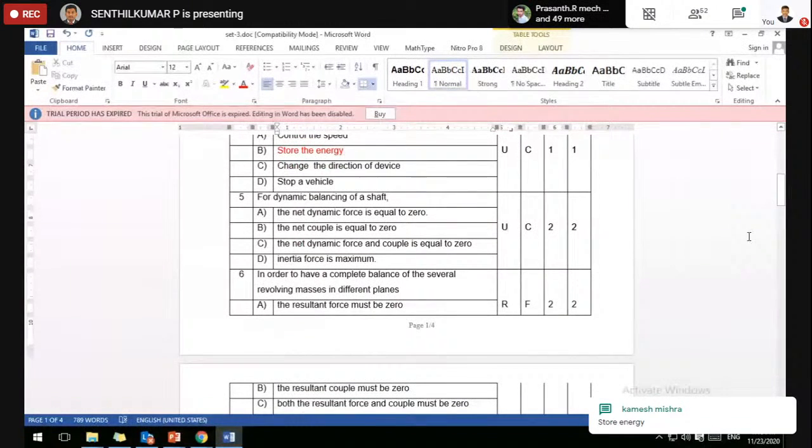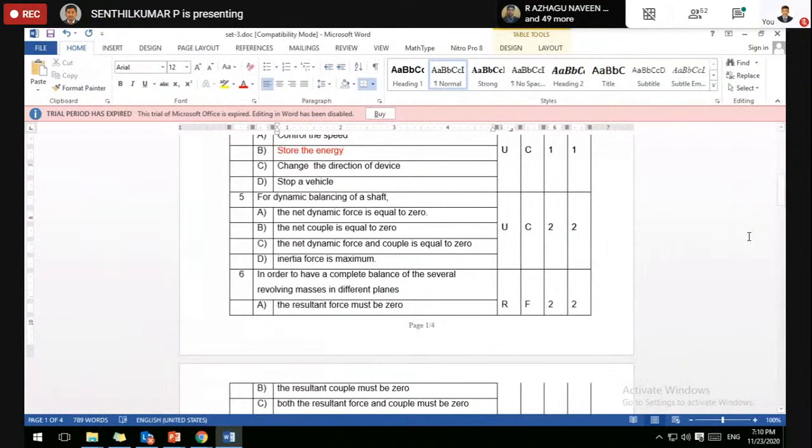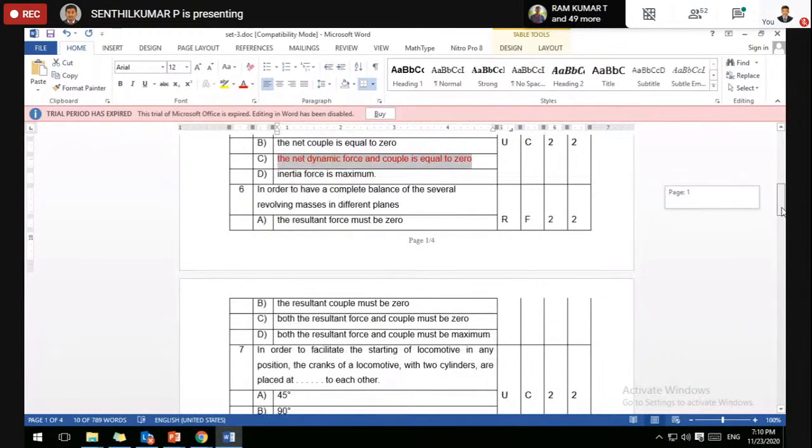For the dynamic balancing of a shaft, you have 4 options. C: net dynamic force and couple equal to 0. If it is static balancing, static means the net dynamic force alone is equal to 0, the force alone is equal to 0. Then, in order to have a complete balance, several masses rotating in different planes.